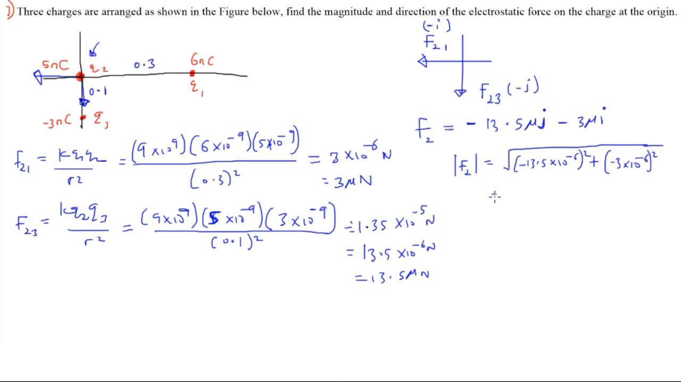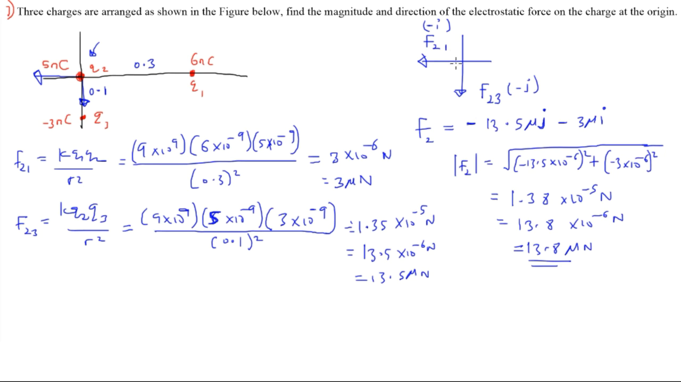Okay, so if I press that correctly, I should have 1.38 times 10 raised to the power minus 5 Newton, or 13.8 times 10 raised to the power minus 6 Newton, which is the same thing as 13.8 micronewton. So that's the result, the magnitude of the resultant electrostatic force.